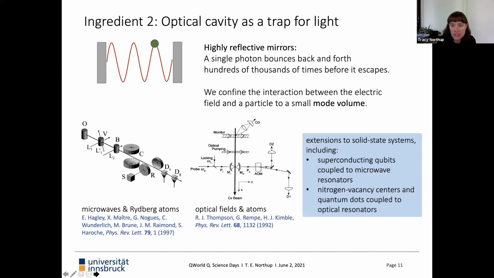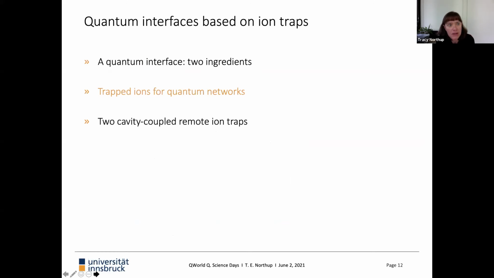So I've been talking about atoms here, but this principle of coupling together a 2-level system, a matter-based quantum bit, with an optical cavity for light storage can of course be extended to solid state systems, including but not limited to superconducting qubits coupled to microwave resonators, as well as nitrogen vacancy centers or any other kind of diamond defects, or quantum dots also coupled to optical resonators in that case. So those are the 2 ingredients that I'd like you to think of moving forward. And now I'm going to outline what's been done so far in terms of applying these trapped ion experiments to quantum networks.